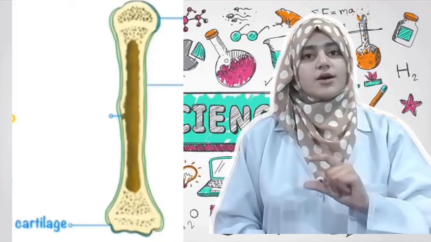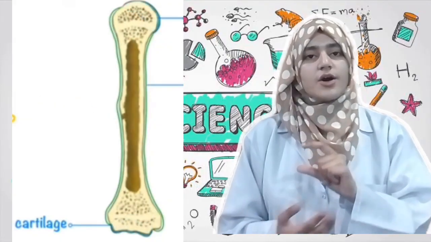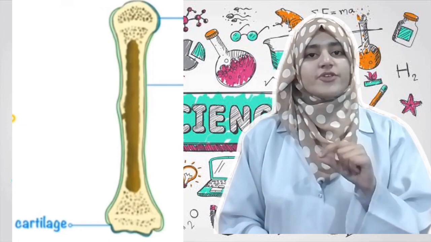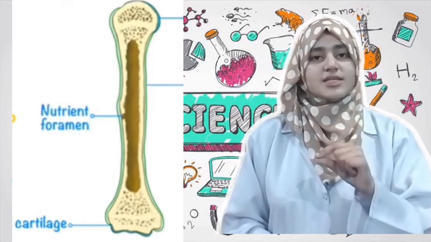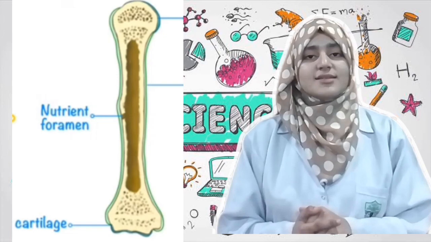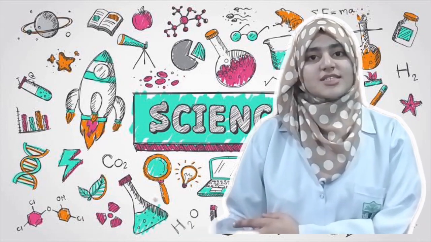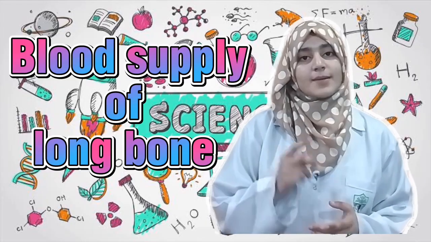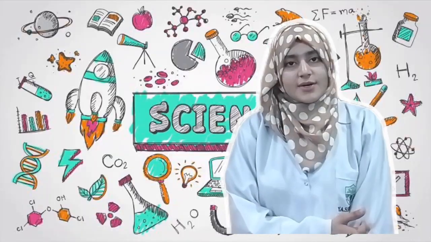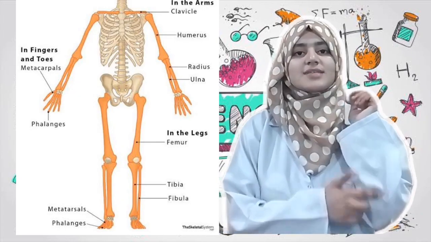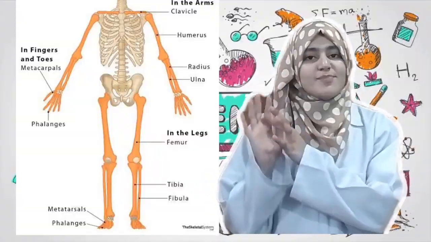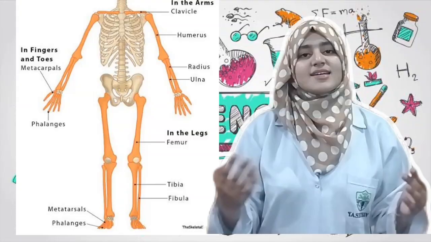There is a foramen, and a foramen is a canal or a passage from where the blood vessels enter into the bone. This foramen is present at the middle part of the diaphysis and is called the nutrient foramen. Moving to our major point of interest, which is the blood supply of the long bone. Some main examples of a typical long bone include humerus, radius, ulna, femur, tibia, fibula, metacarpals, metatarsals, and other bones.